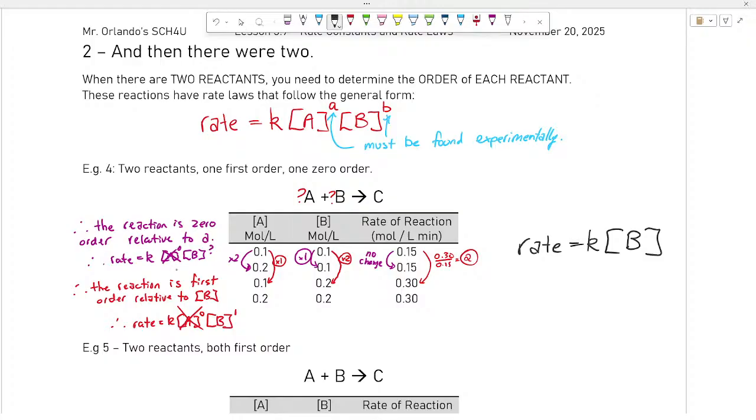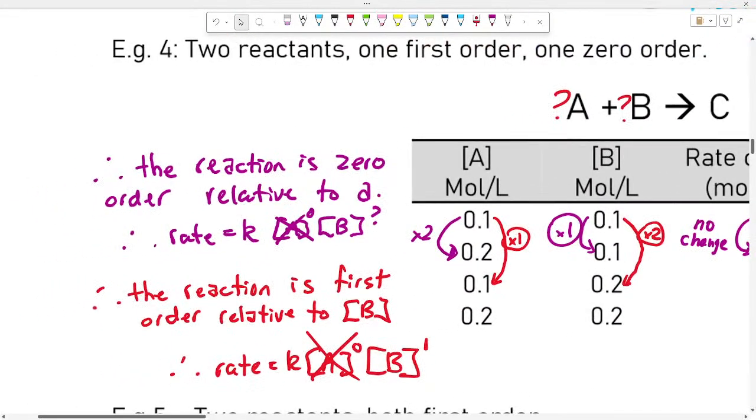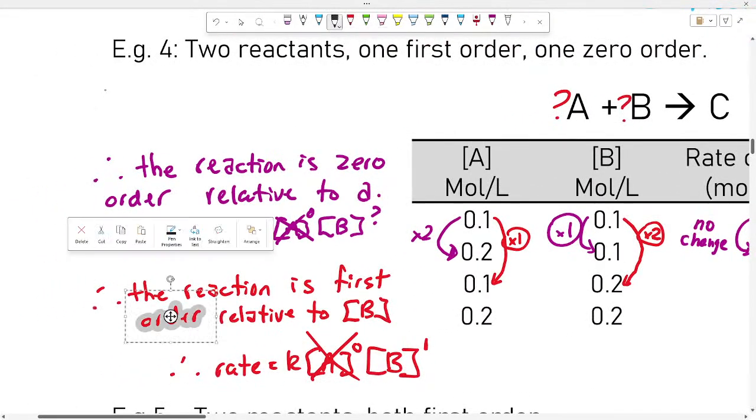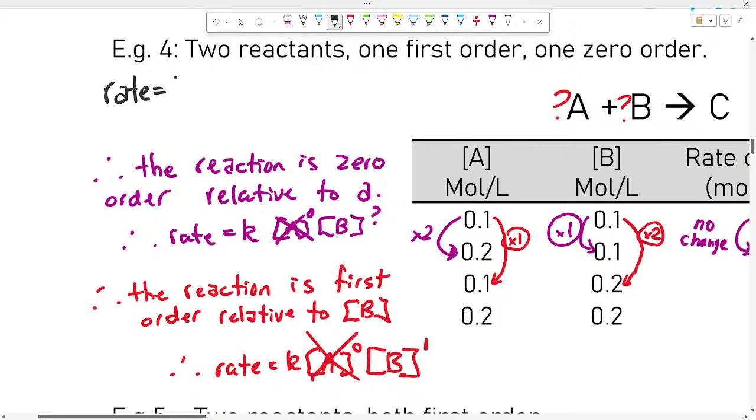Yeah, and if you look here, I just crossed it off. And B we didn't know yet. Do you know what I mean? In the end, we're only actually interested in writing the overall one. This is just me kind of going through my thought process. Does that make sense? I start off by saying, okay, rate is going to be equal to K times A's concentration to some exponent times B's concentration to some exponent. And now I'm working out what those numbers are.